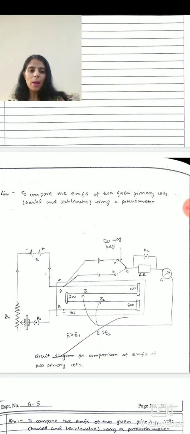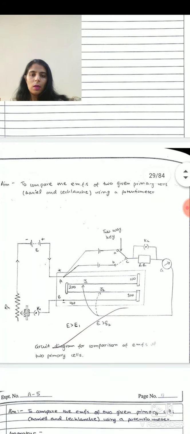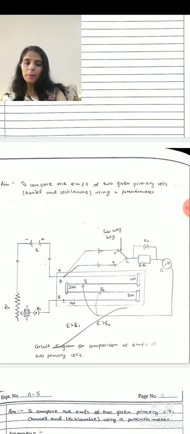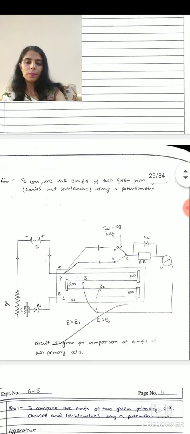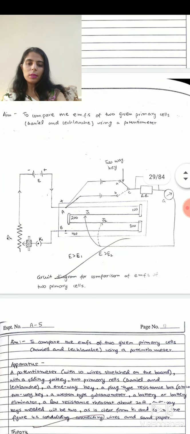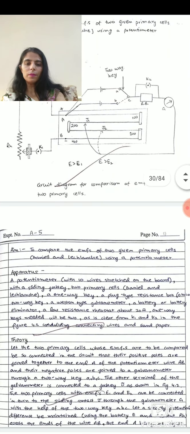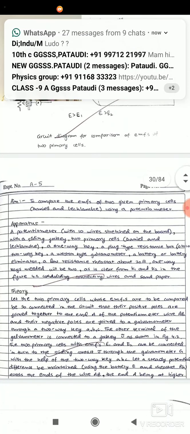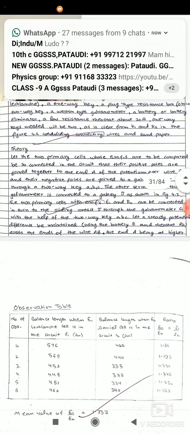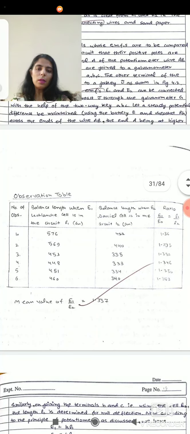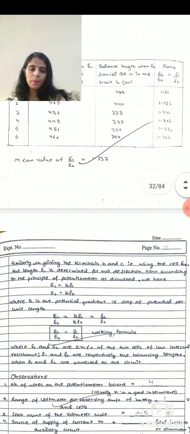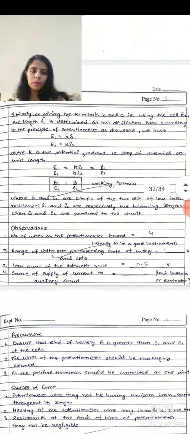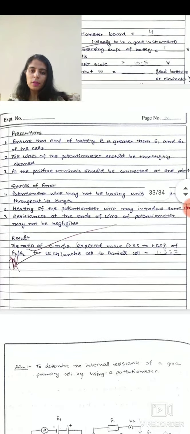Now we will discuss the applications of potentiometer. The application is to compare the EMF of two given primary cells, Daniell and Leclanché cell, using a potentiometer. Draw a circuit diagram of this application. Then on the right hand side, write aim, apparatus, theory, observation table, observations, precautions and result.